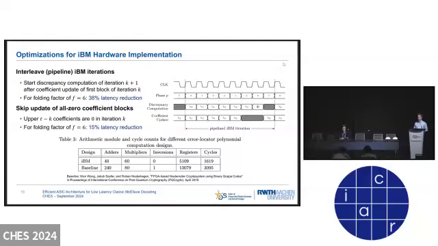And we also implemented an additional optimization, which results from the observation that in the first iterations of the Berlekamp-Massey algorithm, the upper coefficients of the error locator polynomial are 0. And because we operate on blocks of the error locator polynomial, we can then simply skip the update of all 0 coefficient blocks, which gives another 15% latency reduction.